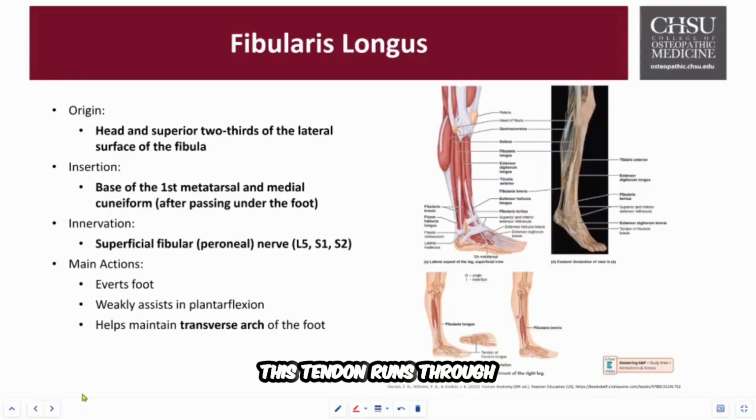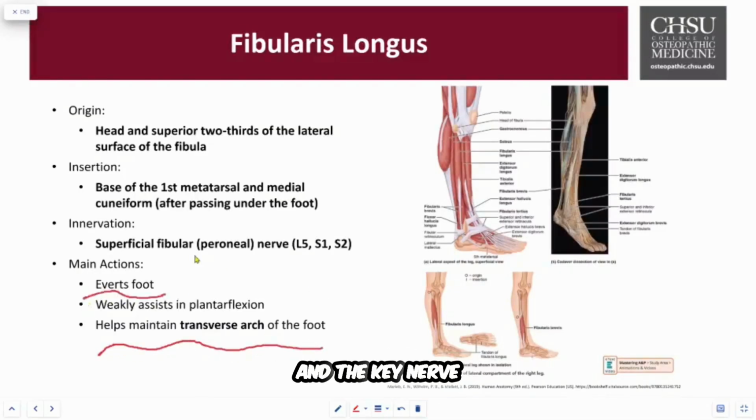Clinically, this tendon runs through the cuboid sulcus, and injury to this region can cause midfoot instability and can oftentimes be misdiagnosed as plantar fasciitis in lateral arch pains. So over here you can see it maintains the transverse arch, everts the foot, and the key nerve is the superficial fibular nerve, L5, S1, S2.